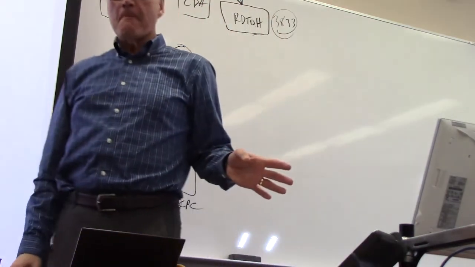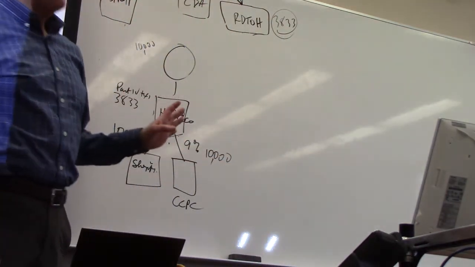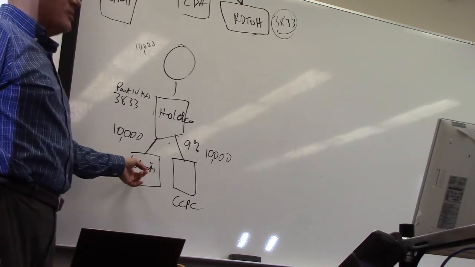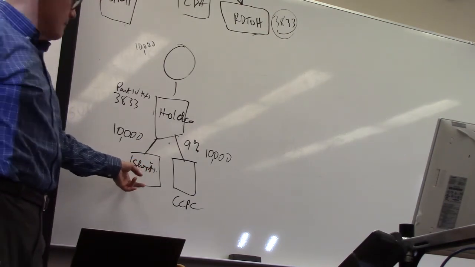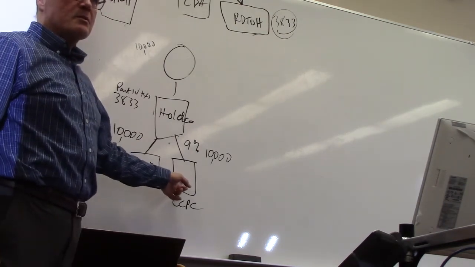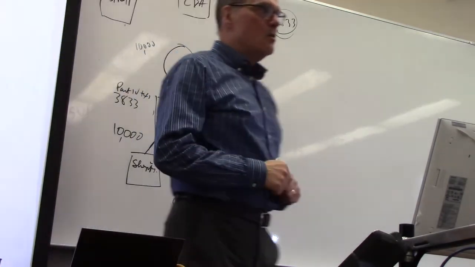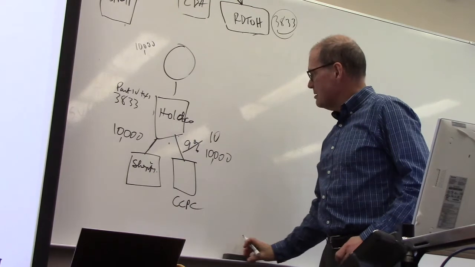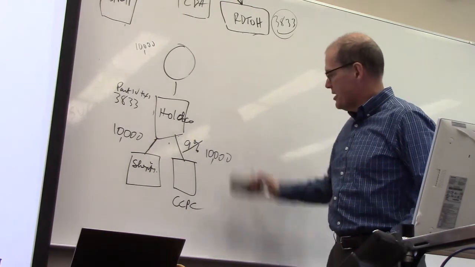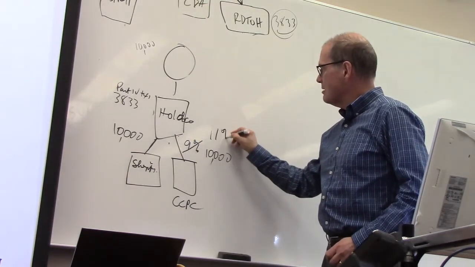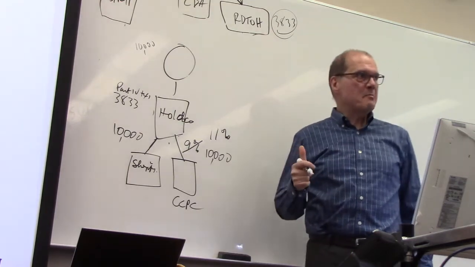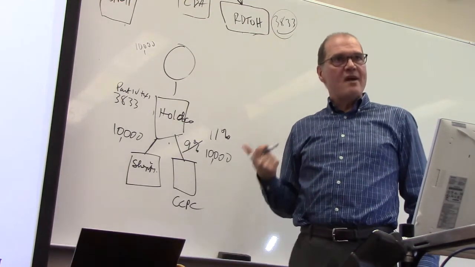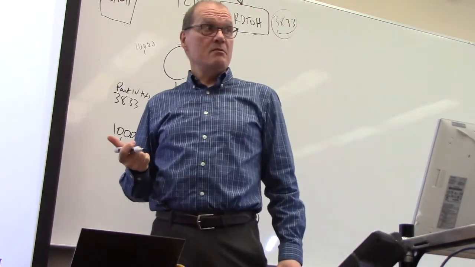Next question. Same facts. Own some shares of this Pubco. Own some shares of this CCPC. Now, watch carefully. 9% becomes 11%. Now we have more than 10% of votes and value.